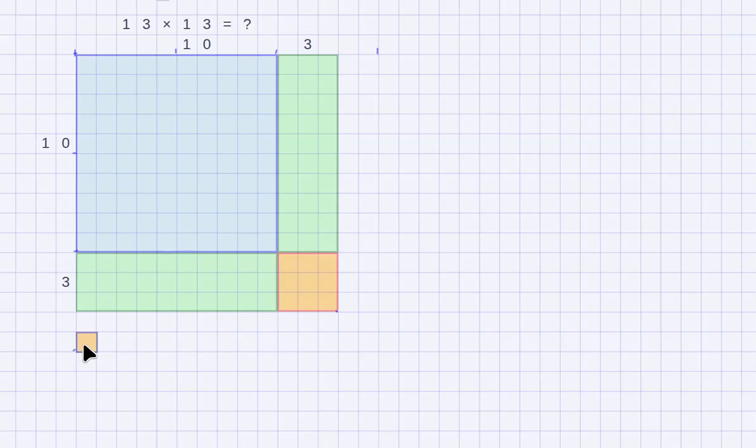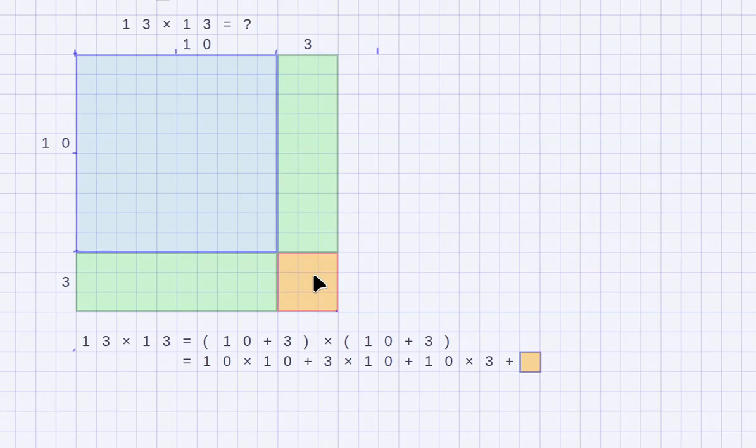Okay, so 13 by 13 equals 10 plus 3 times 10 plus 3. And we can see that that's made out of 4 different pieces. It's made out of 10 by 10 plus 2 3 by 10s, but let's just call it 3 by 10 plus 10 by 3 plus 3 by 3. Probably should have put some spaces in, but anyway.